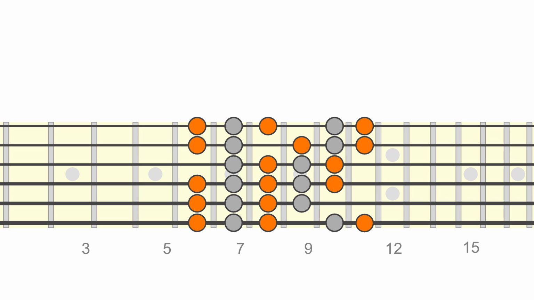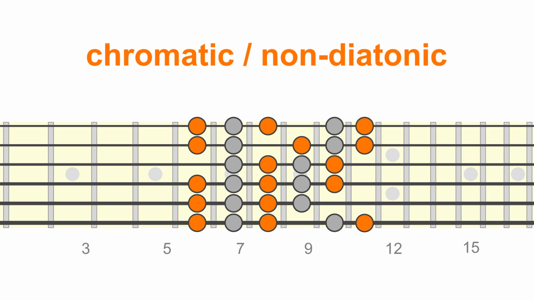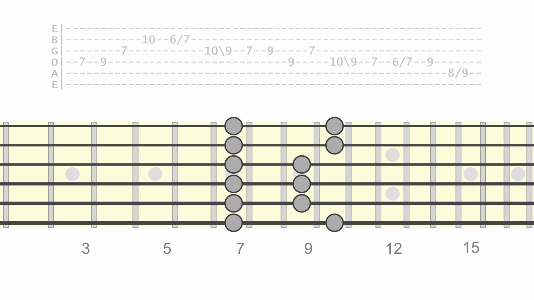The tones in orange here are known as chromatic tones, that is, they lie outside of the implied key signature. Another name for these tones is non-diatonic. We can use these tones as starting positions to create quick slides into the more restful diatonic tones. For example, here we're embellishing the previous sequence with some of these chromatic grace notes.